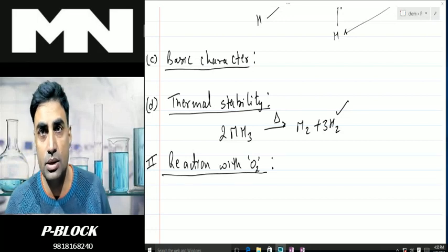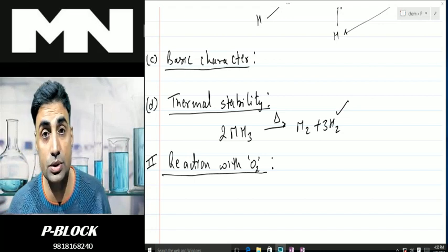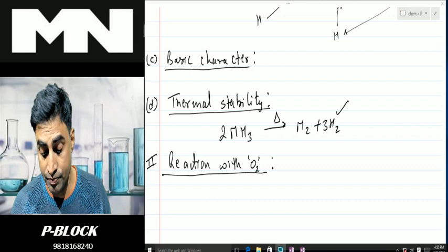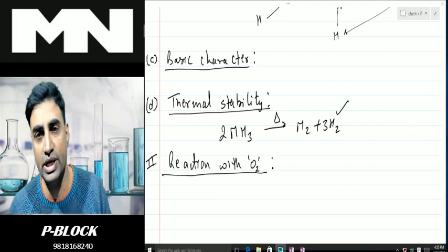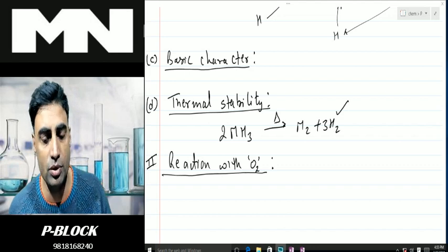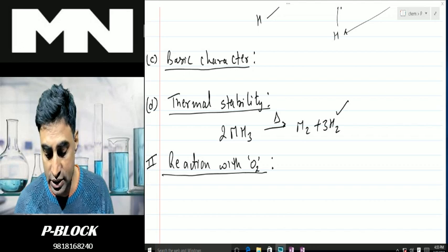Hello and welcome back. Well, students, in the last class we were talking about the oxides of 15th group elements. And in that, I told you that nitrogen forms a large number of oxides, whereas the rest of the family members commonly form trioxide and pentoxide. So in today's class, we'll see these oxides.